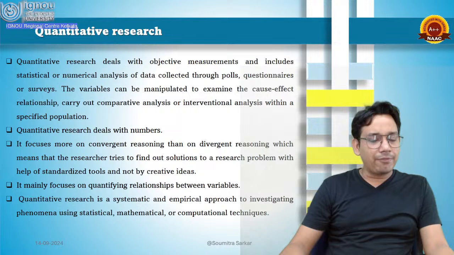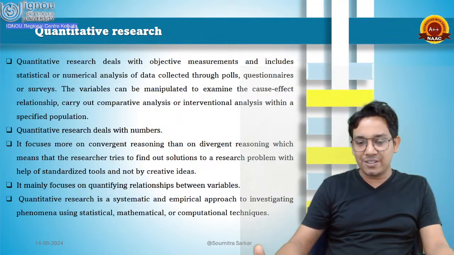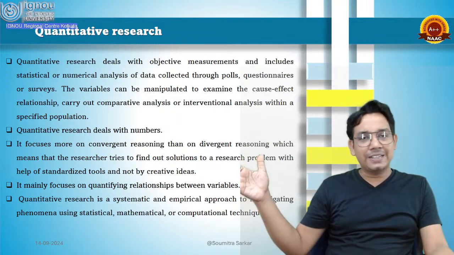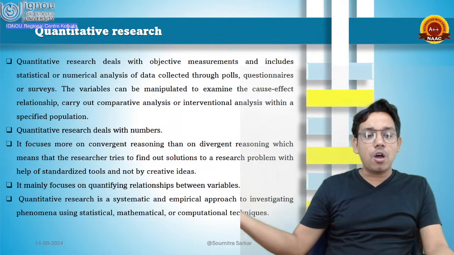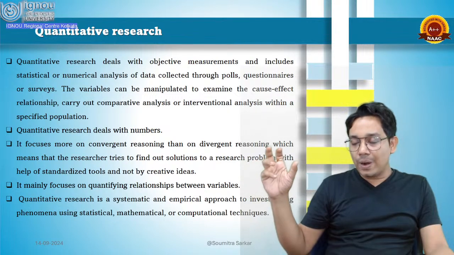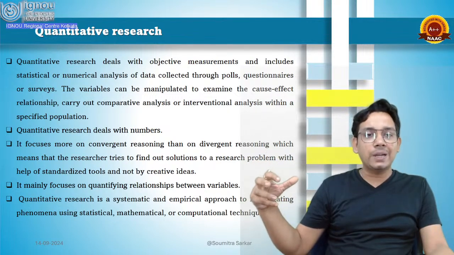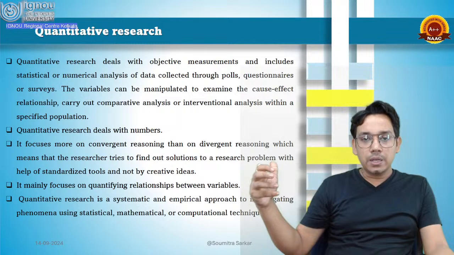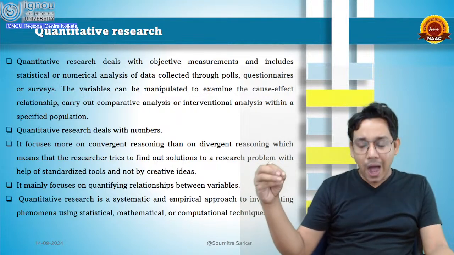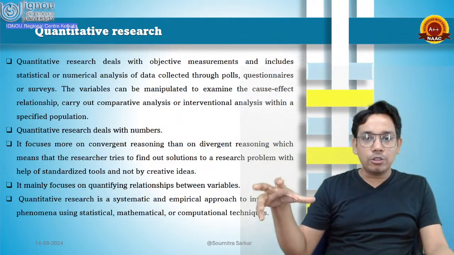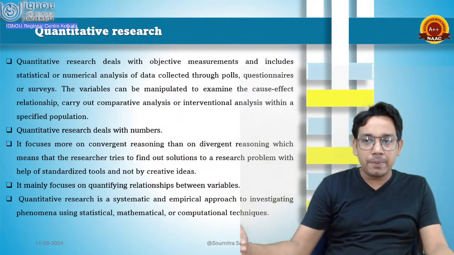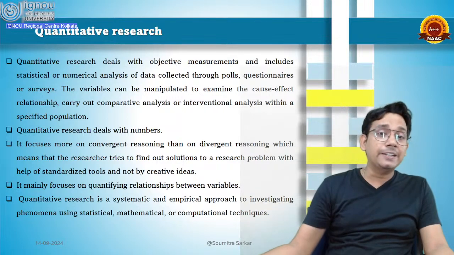Already we have discussed in the first point that there are two essential variables in our research orientation, that is independent variables and dependent variables. And quantitative research mainly focuses on quantifying the relationship between variables. So through quantitative research we can find out the relationship between the variables, how the independent variable impacts the dependent variable, how the dependent variable is influenced by the independent variables.